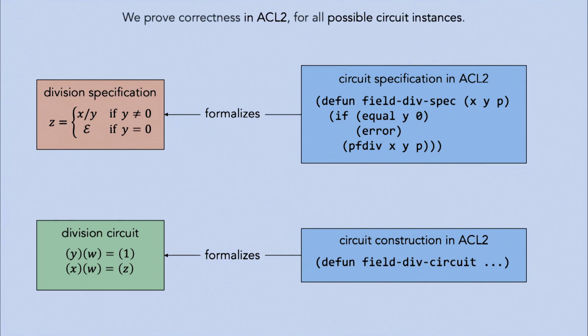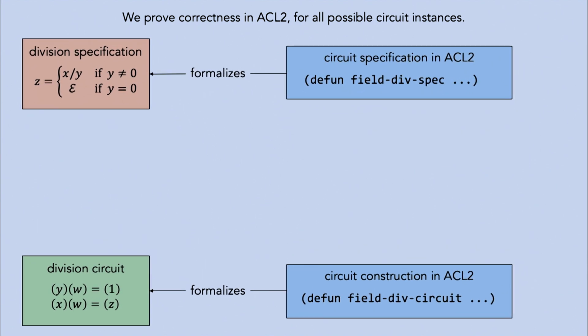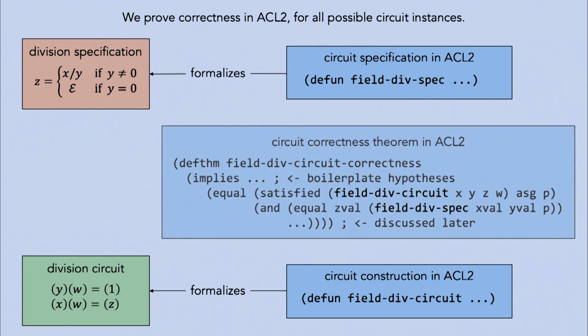So we prove correctness for all possible instances of the circuit, because these are generic. So here is what the theorem looks like. Let's make a little bit of room. It involves these two functions, and it says essentially that for every possible choice of the variables x, y, z, and w, and for all possible assignments, ASG, of values to these variables, the circuit is satisfied by the assignment if and only if the value of the output, in this case z val, is the result of applying the specification function to the values of the input variables.